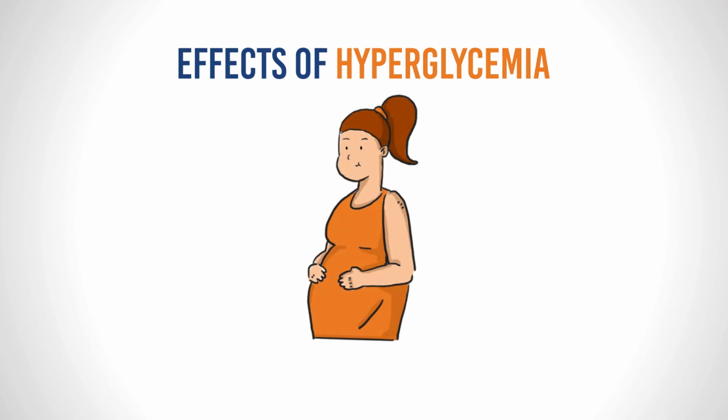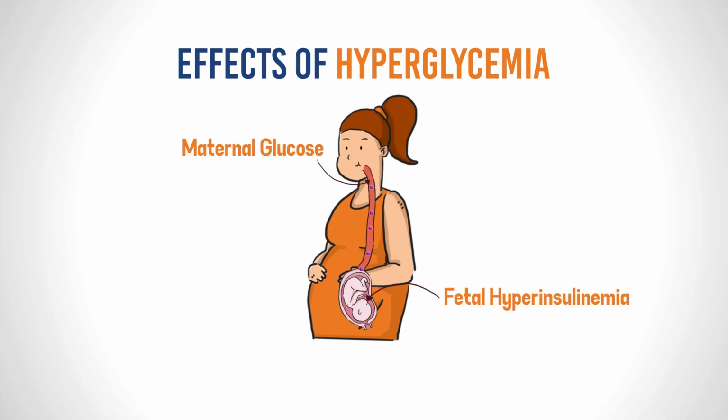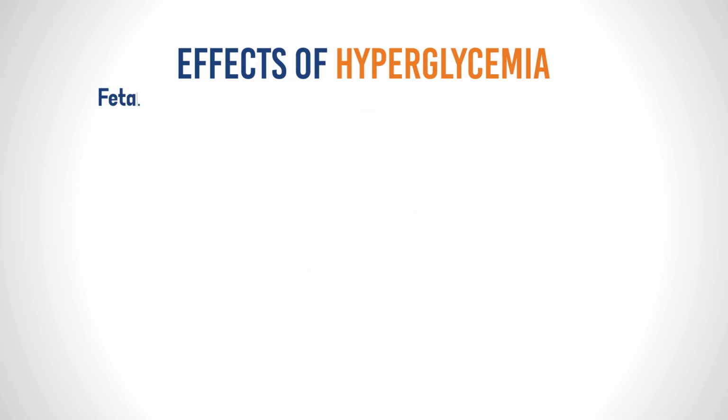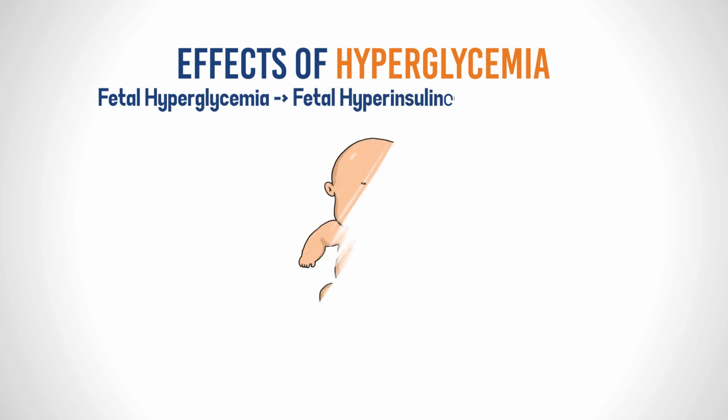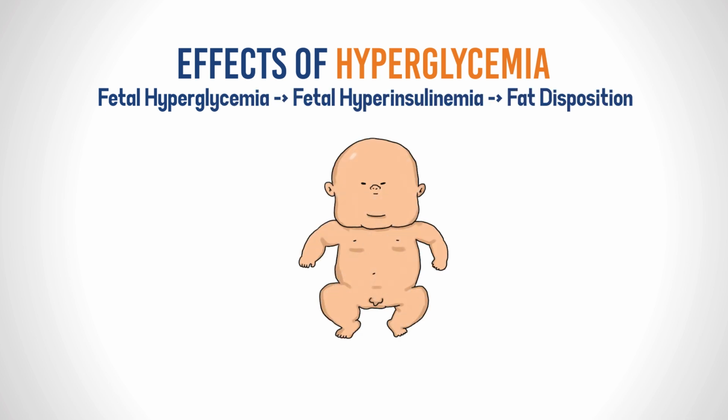Fetal hyperglycemia, due to transplacental passage of maternal glucose, stimulates the production of insulin by the fetal pancreas. This is known as secondary fetal hyperinsulinemia, which has several effects on the fetus. The first is the promotion of fat deposition, as insulin is an anabolic hormone, resulting in a large for gestational age fetus.